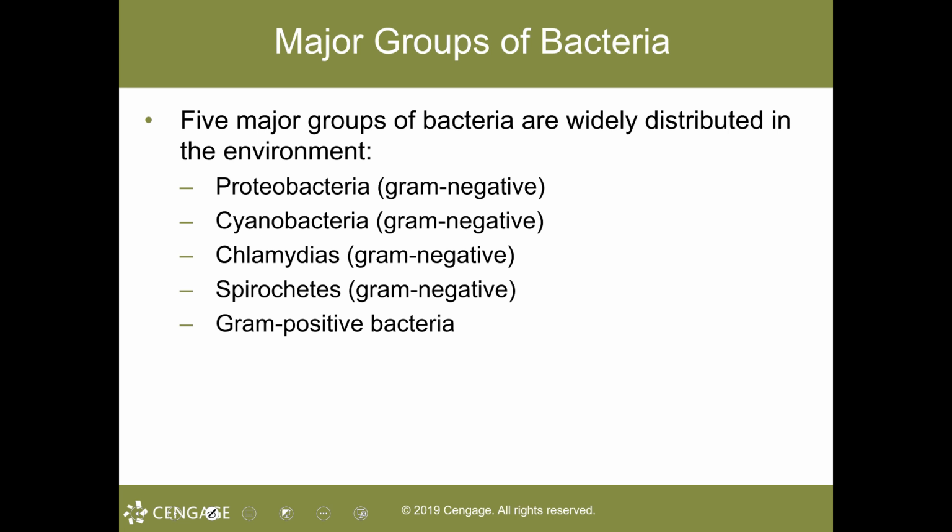So we have major groups of bacteria, class, as mentioned. There are mostly those that are gram-negative: the proteobacteria, the cyanobacteria, the chlamydias, the spirochetes, and then of course the gram-positive bacteria. So we have five major groups of bacteria.